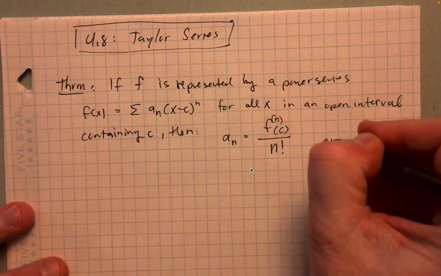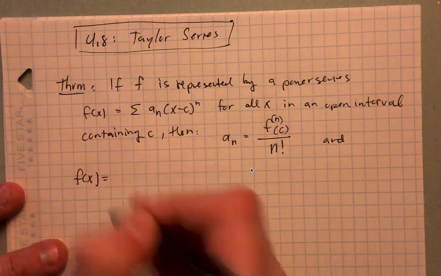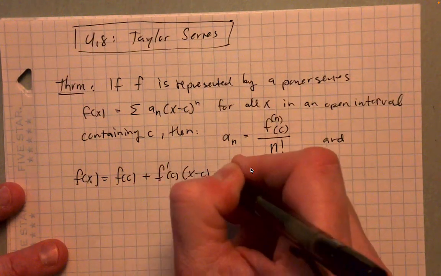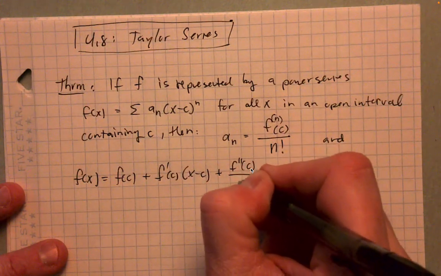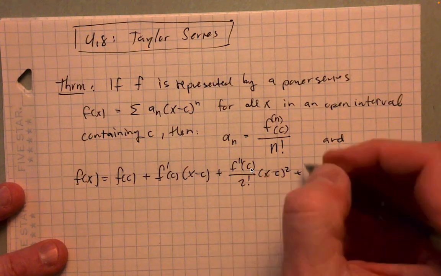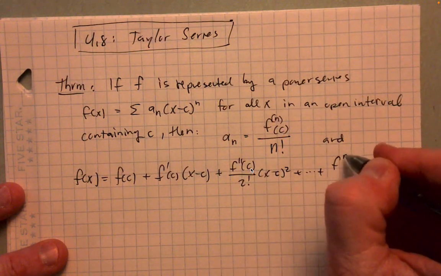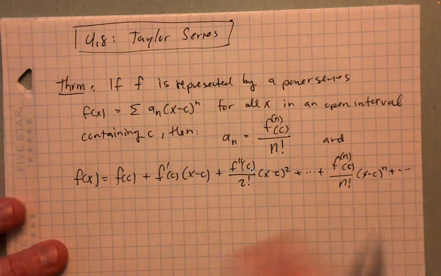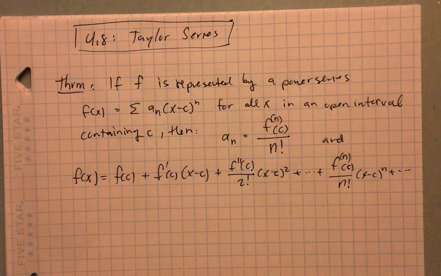All right, so this we've seen, and f of x is equal to f of c plus f prime of c times x minus c plus f double prime of c over 2 factorial times x minus c squared plus dot dot dot plus the nth derivative of f evaluated at c over n factorial times x minus c to the nth power, and so on. That would be the series. We've talked about this already, but this is the basis for what we're going to build the Taylor series on. Basically, this is the Taylor series, and we'll see that in a second, but first we want to make sure that we buy this.